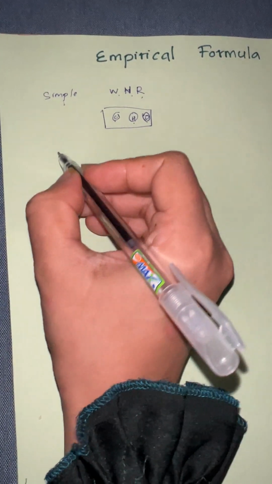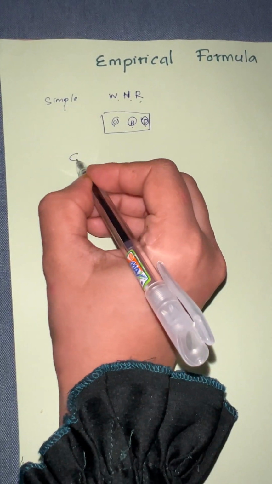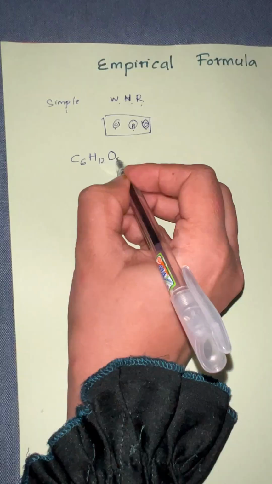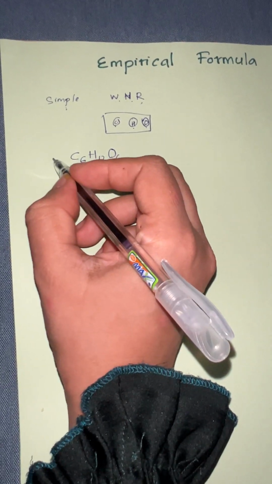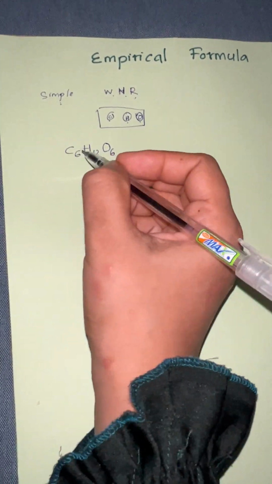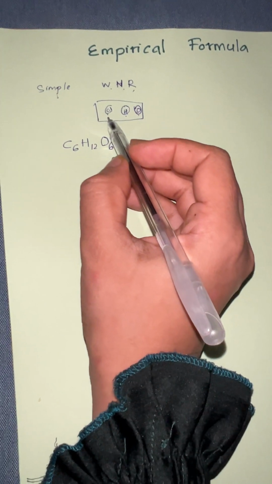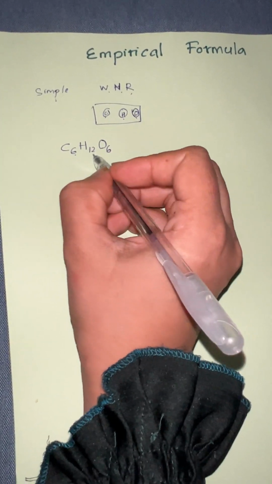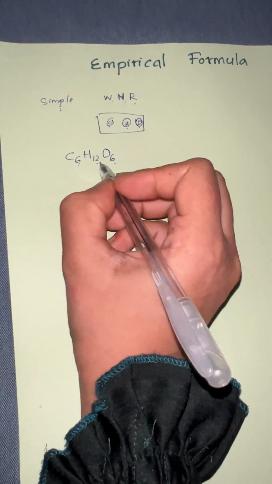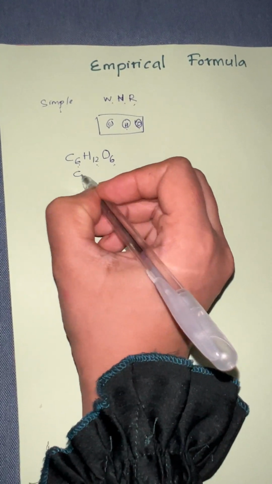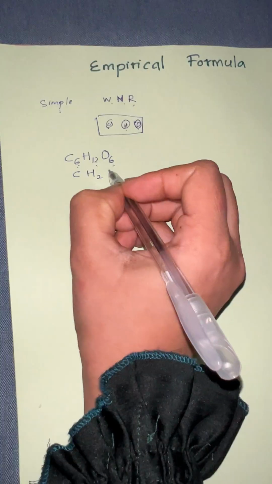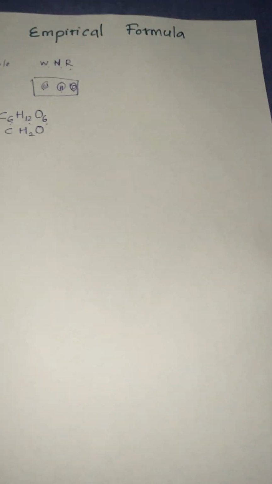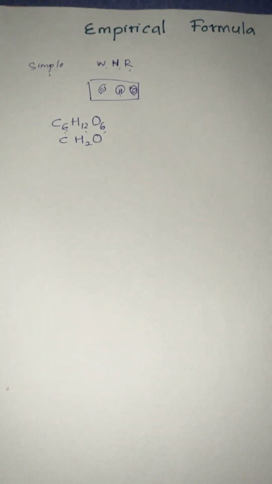For example, let's consider C6H12O6. This is the common example that you know, and this is glucose, right? So what is the simplest whole number ratio? How can we get a ratio? Divide by the same number. So there's 6, 12 and 6. So it is CH2O. I have divided by 6. So this is the empirical formula of glucose.